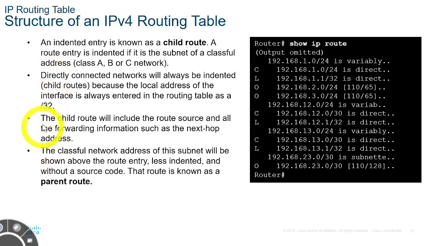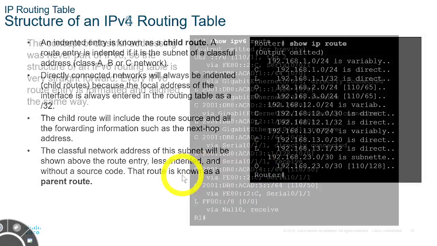But it is. The child route will include the route source and all the forwarding information such as the next hop address. The classful network address of this subnet will be shown above the route entry, less indented, if we have this address and without a source code. The classful without source code, okay? The route is known as a parent. So these are the parents. They don't have this code here, okay? And this is also a parent. And this is also a parent, okay?